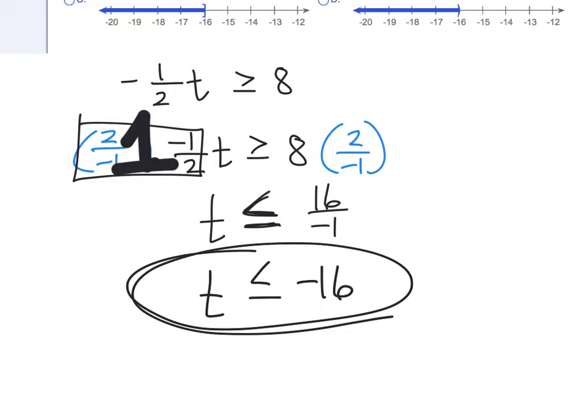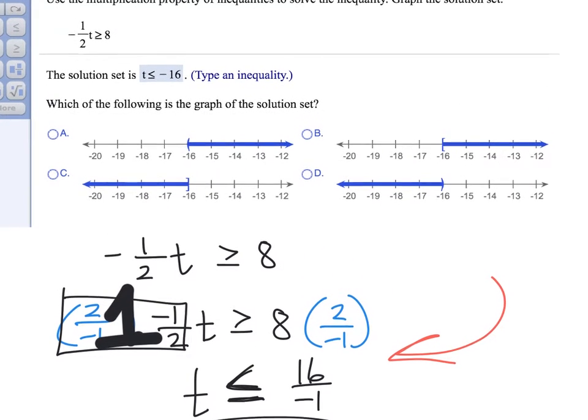And boy, that's the trick right there. When you multiply by or divide by a negative, this inequality symbol has to reverse. So we can see it's a hard stop at negative 16 and it's less than. So where is that? Hard stop at negative 16, there it is, and less than. It's right there.